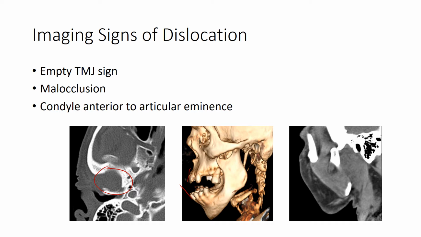And then finally, this kind of nails the diagnosis, is when you see the condyle completely anterior to the articular eminence. Now, below it can be completely normal. That could just be normal opening. But really, it should never go anterior to the articular eminence like this case.